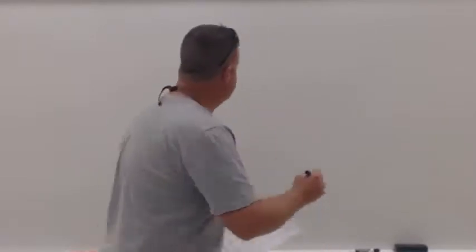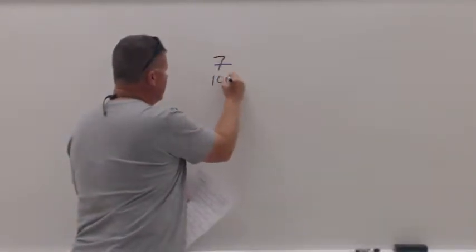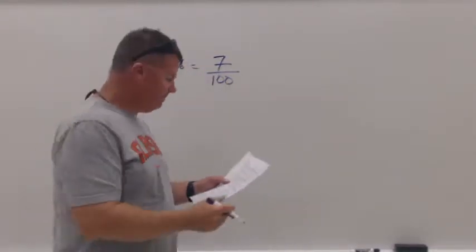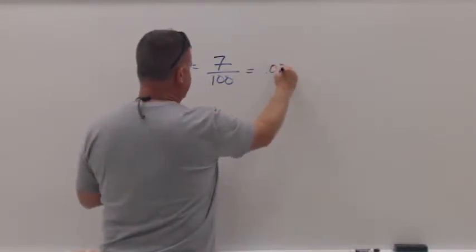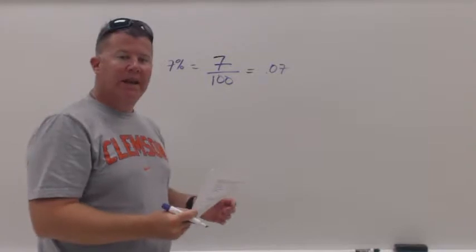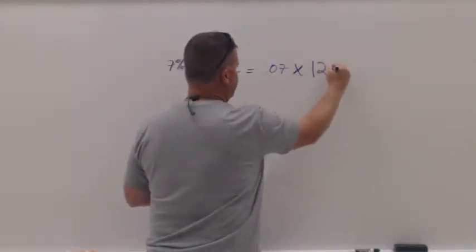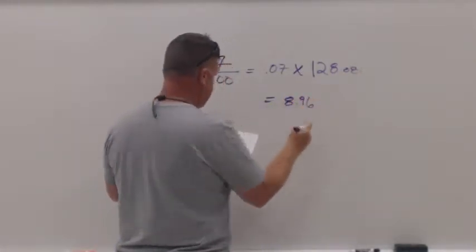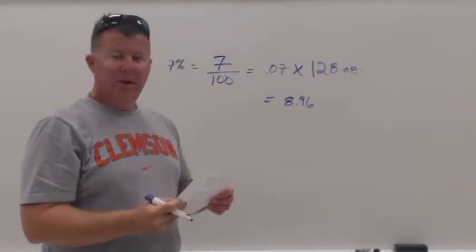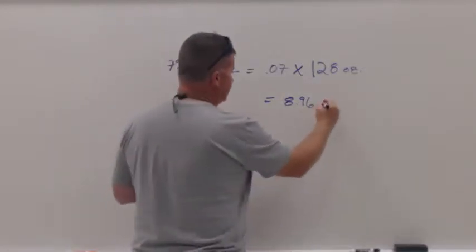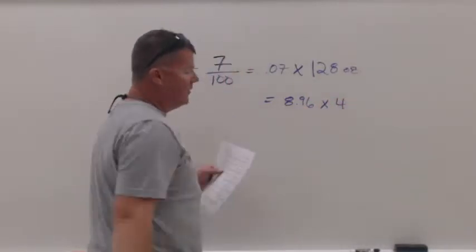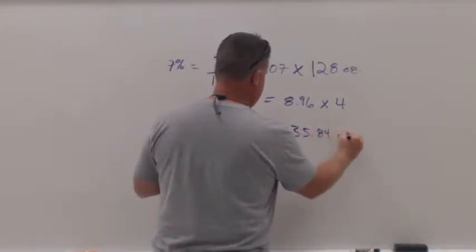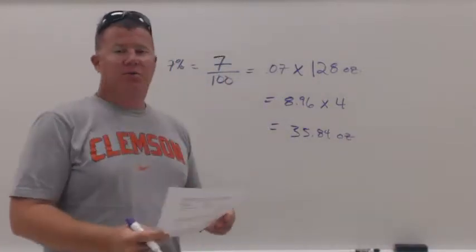Again, we've got a 7% solution, so I'm going to do 7 over 100. Our 7% solution is equivalent to that, and we get 0.07, and we know that there's 128 ounces in a gallon, so times 128 ounces. That's going to give me 8.96, and we need to make 4 gallons of it. So 8.96 times the 4 gives us the 35.84 ounces needed to spray the lawn.